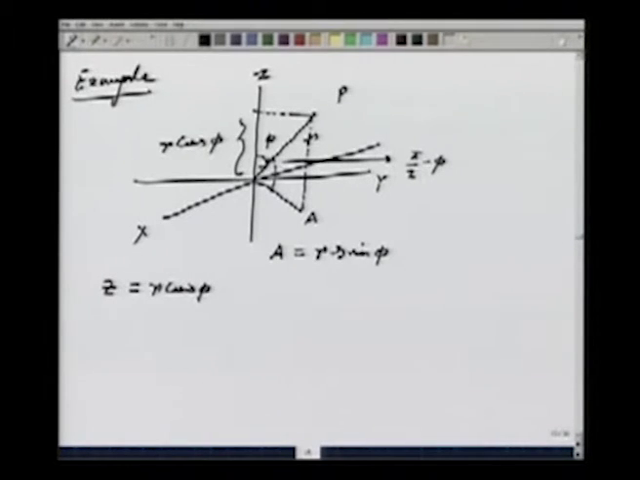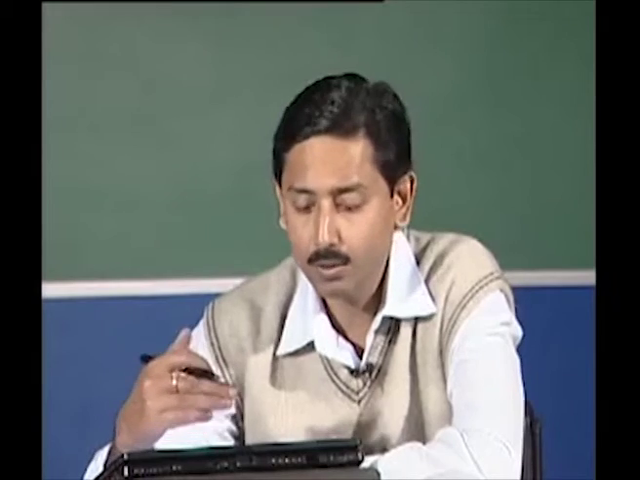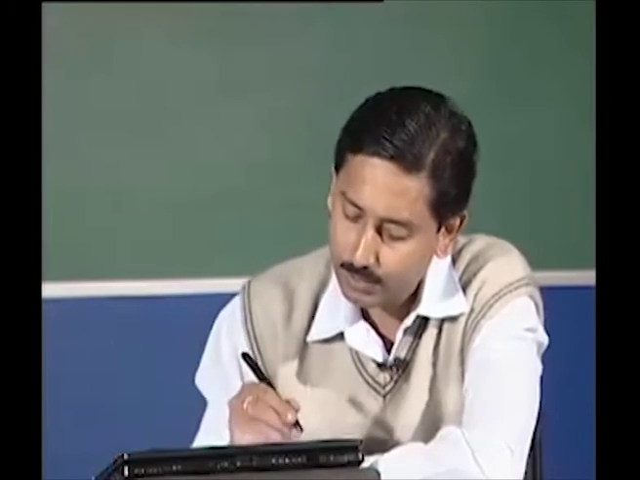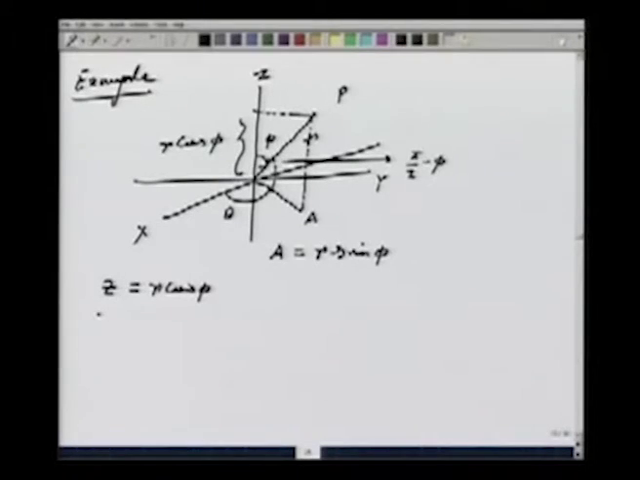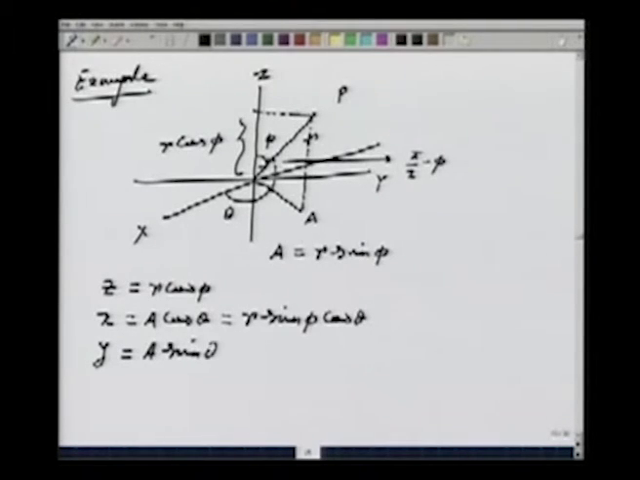Now what is the x coordinate? That I need to find out. Now I need one more variable. I call this angle theta. So theta is the angle which this projection makes with the positive direction of the x-axis. Then it is very easy to see the Cartesian coordinates. Then x is a cos theta. But what is a? A is r sin phi. So x is r sin phi cos theta. Then y is certainly a sin theta, that is r sin phi sin theta.